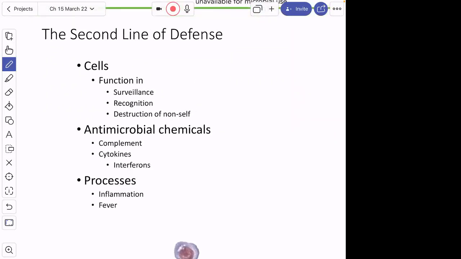All right, let's continue and spend a little time talking about the cells. So, once our first line of defense is breached, some of those normal processes or physical barriers or our normal microbiota, then it's time to call in some cells to action and other processes.